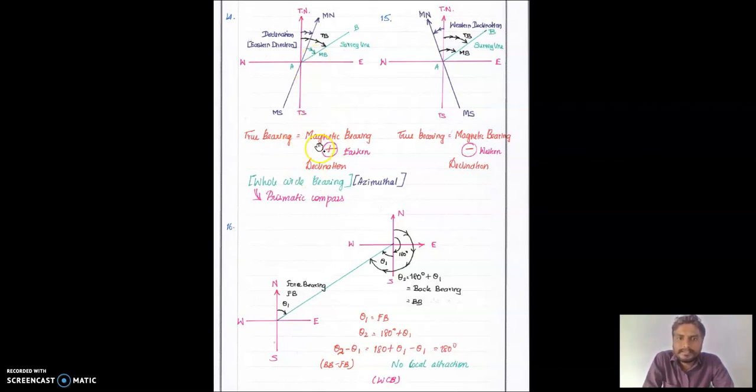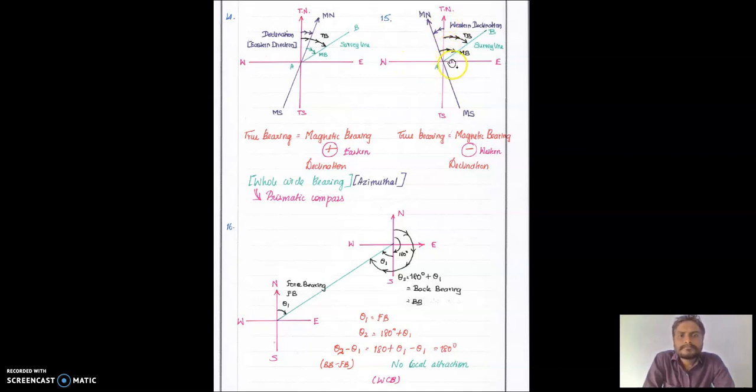See here, true bearing is the summation of magnetic bearing plus eastern declination. This declination is called as eastern declination because the magnetic needle lies towards the east side. Hence, it is called as eastern declination. Come to this picture. This is true meridian, survey line. If the magnetic needle lies on the western direction with some error, with some variation, this variation is called as western declination because it lies on the western direction, on the western side with respect to true north.